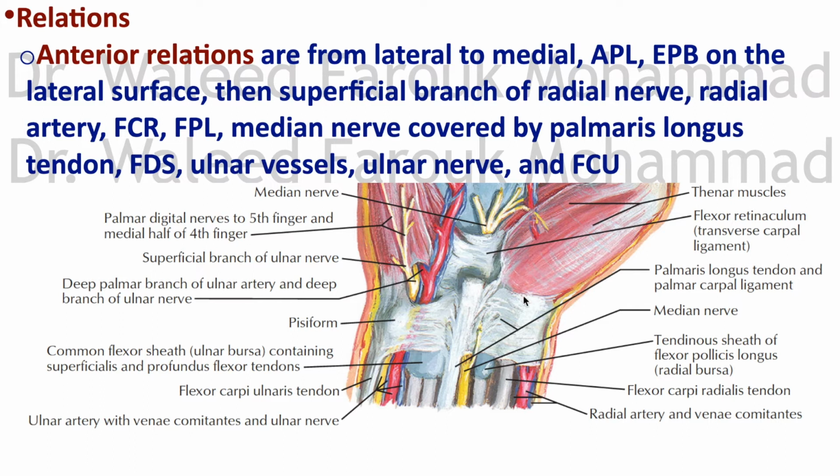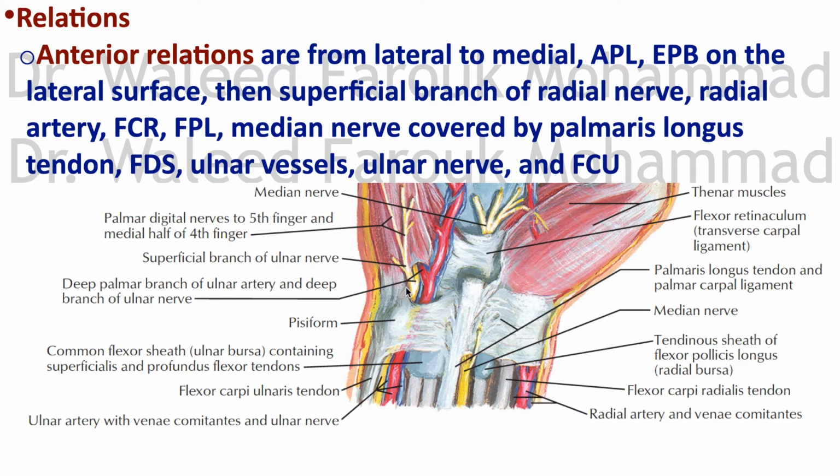From lateral to medial, the anterior relations are abductor pollicis longus, extensor pollicis brevis on the lateral surface, then the superficial branch of the radial nerve, then the radial artery, as you can see here, then the flexor carpi radialis, flexor pollicis longus, the median nerve covered by the palmaris longus tendon, then the flexor digitorum superficialis, the ulnar vessels, and the ulnar nerve, and flexor carpi ulnaris.